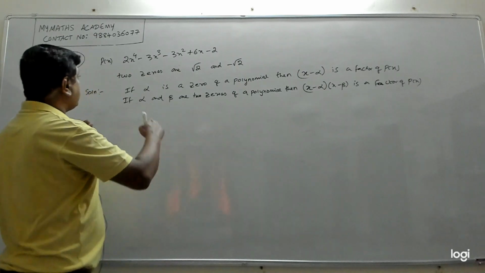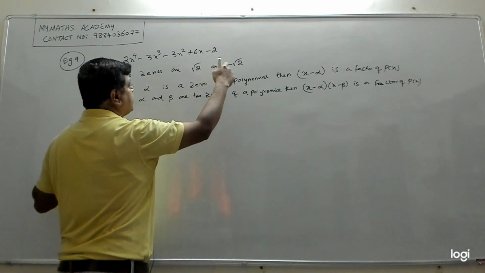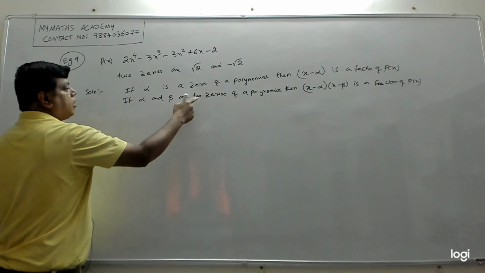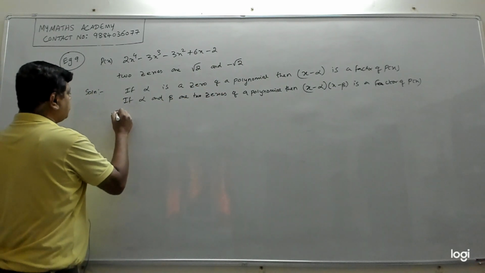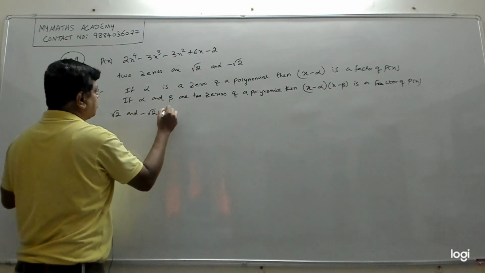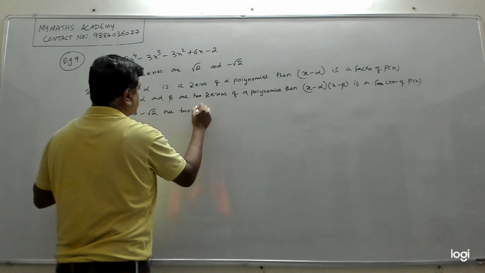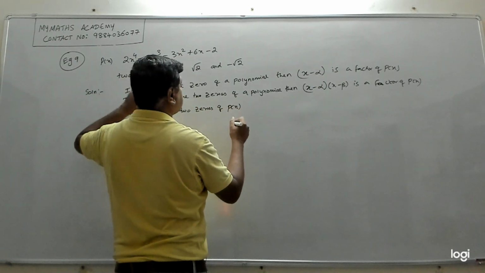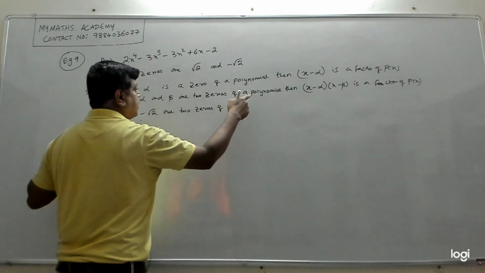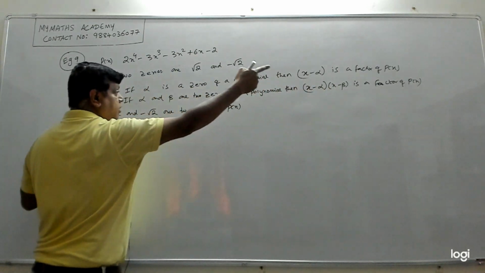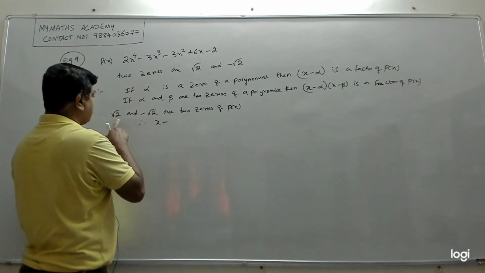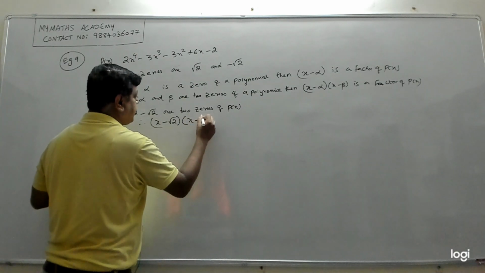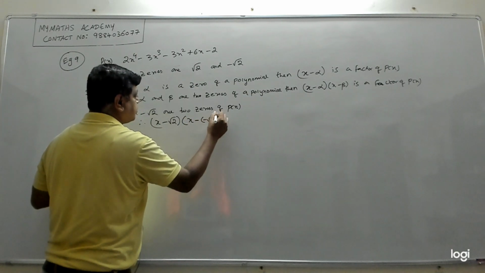So now here what is given? 2 zeros are given, so we can take this as alpha and this as beta. Now alpha and beta are given. So as per this condition, alpha and beta are 2 zeros. So root 2 and minus root 2 are 2 zeros of p of x. So therefore we can say x minus alpha into x minus beta is a factor of p of x, which means x minus alpha, alpha is root 2, into x minus beta, beta is minus root 2.